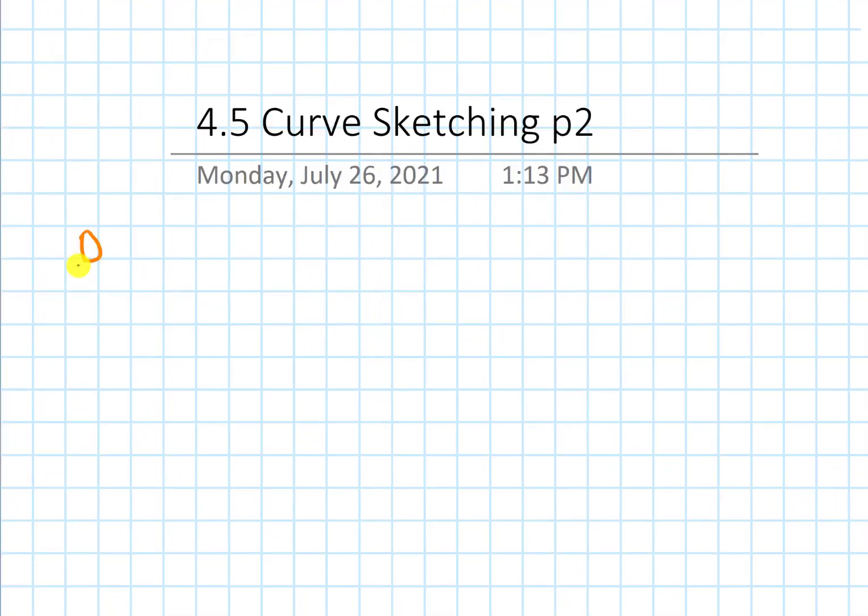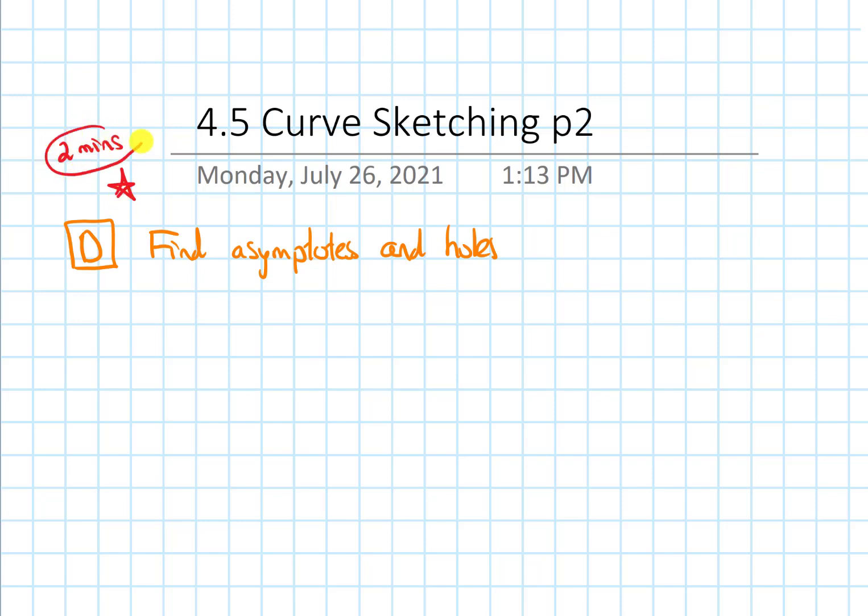We're on to step D, which is to find asymptotes and holes. We reviewed these in this section as well, so I want to give you another chance to try this. Pause the video for, let's say, 2 minutes to find the asymptotes and holes. 2-minute pause to try this.